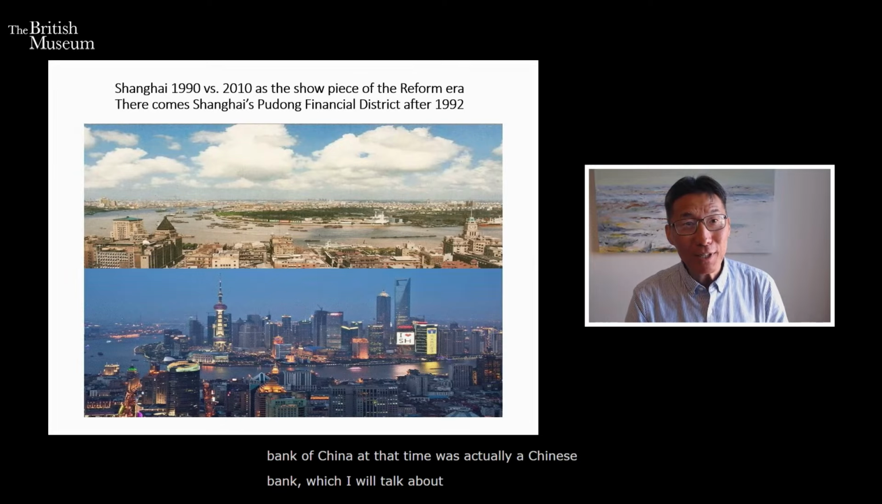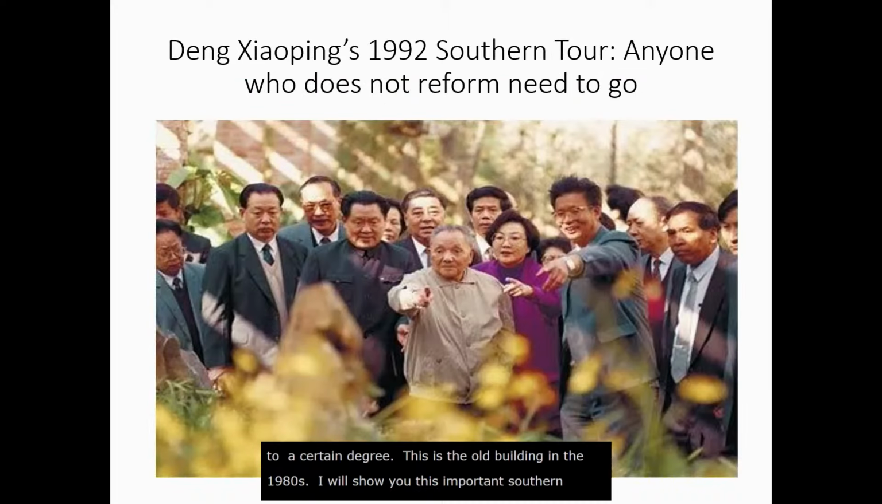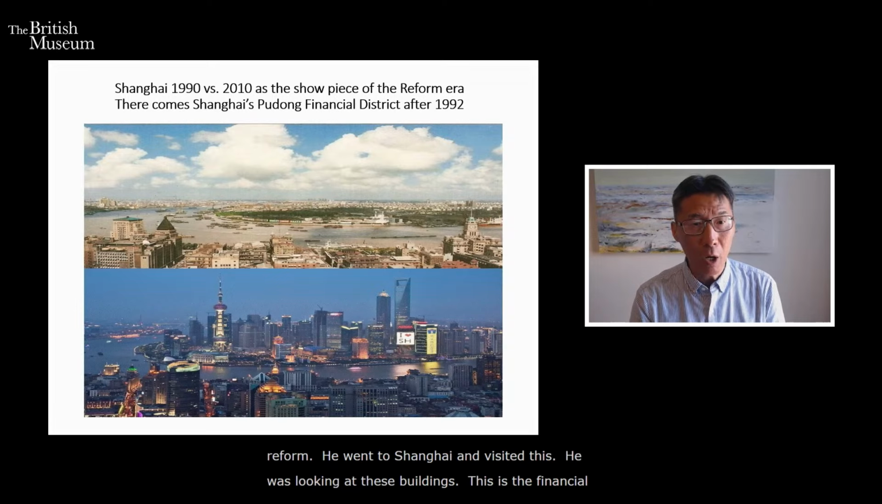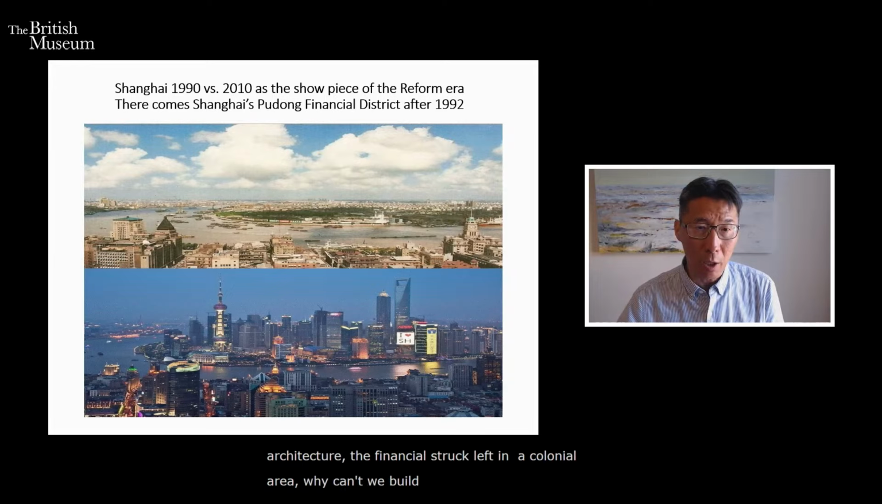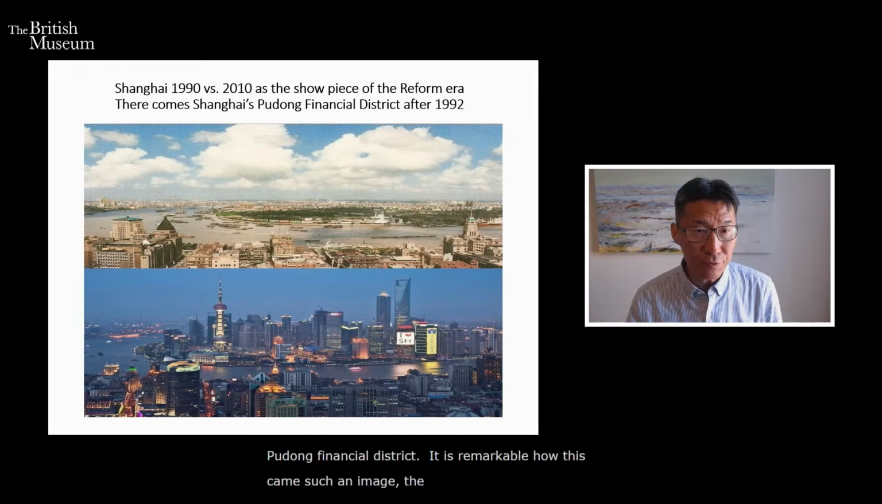This is the old building in the 1980s. And I'll show you this important southern tour by Deng Xiaoping in 1992. This is several years after the Tiananmen Square incident, and China was going back into a conservative mood. In 1992, Deng Xiaoping came out and said, we all need to go reform. Now, one thing he did, he went to Shanghai and visited this. He was looking at these buildings. These are the financial infrastructure left in a colonial area. Why can't we build a new financial district? He was looking at an area in Pudong across the river. And exactly that's what happened, this is the new Pudong financial district. And it's remarkable how this becomes such an image, how the legacy of Shanghai still played this very important role. Okay, so that's the part of urbanization and the important role of the city.